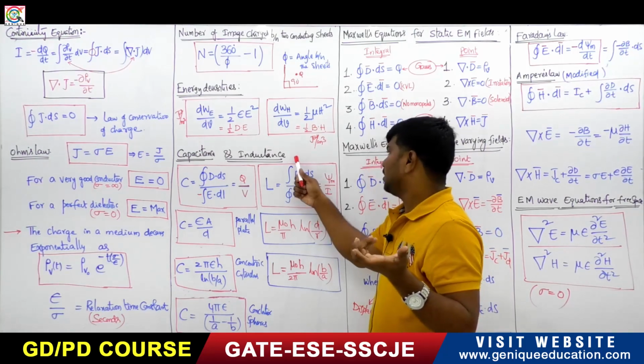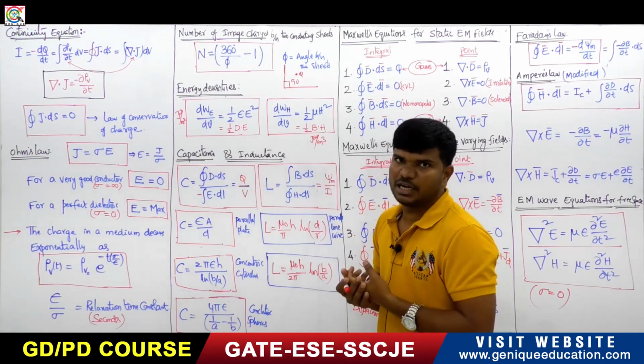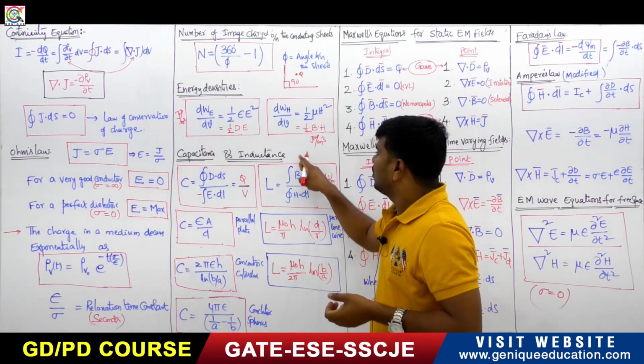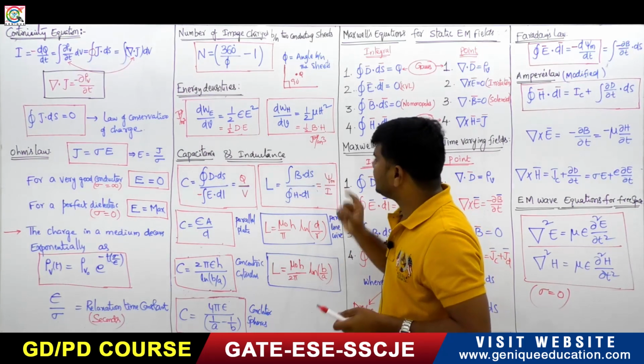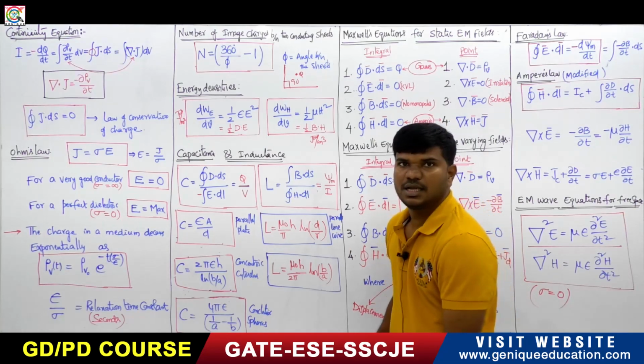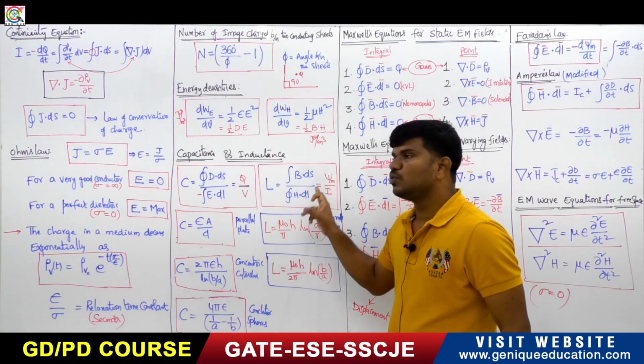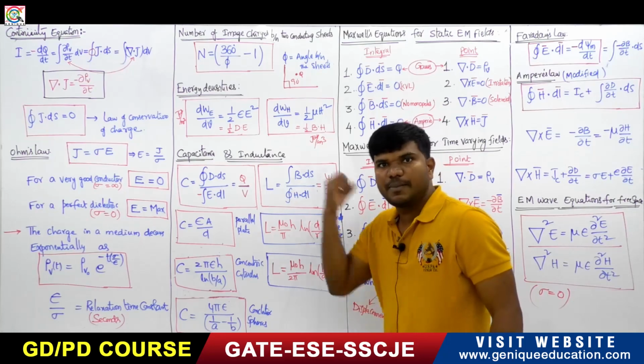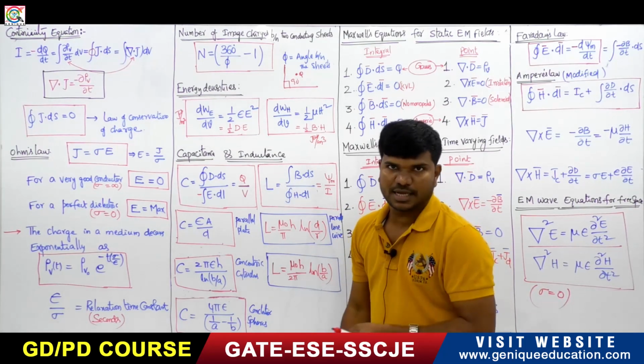So that's why there will be a non-zero magnetic flux. So we know the open surface integral of B dot ds is equal to the flux. Because Weber per meter square into meter square gives you Webers. Webers are the units of the magnetic flux.